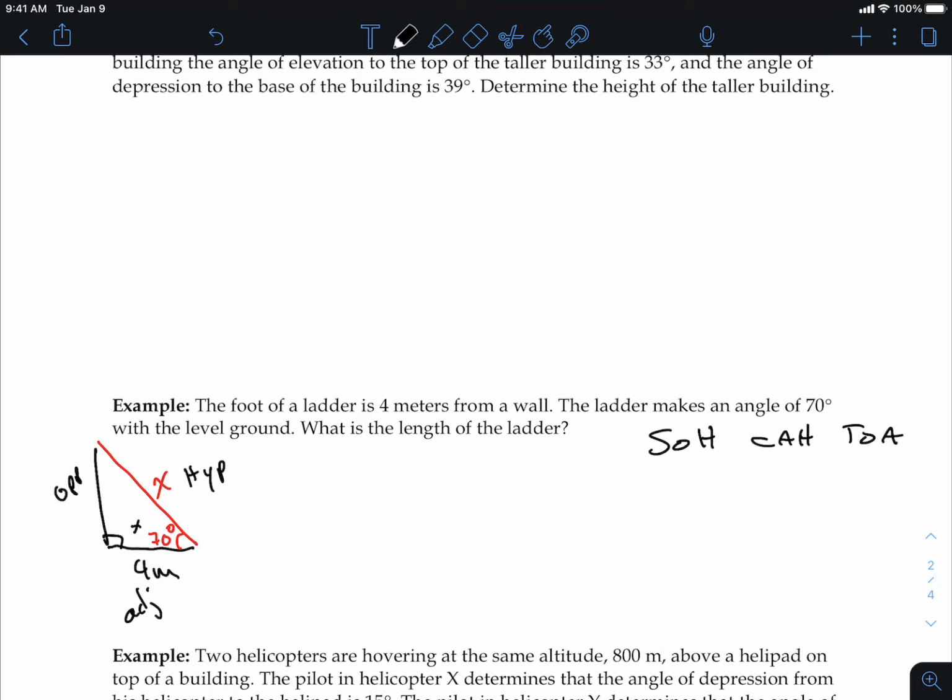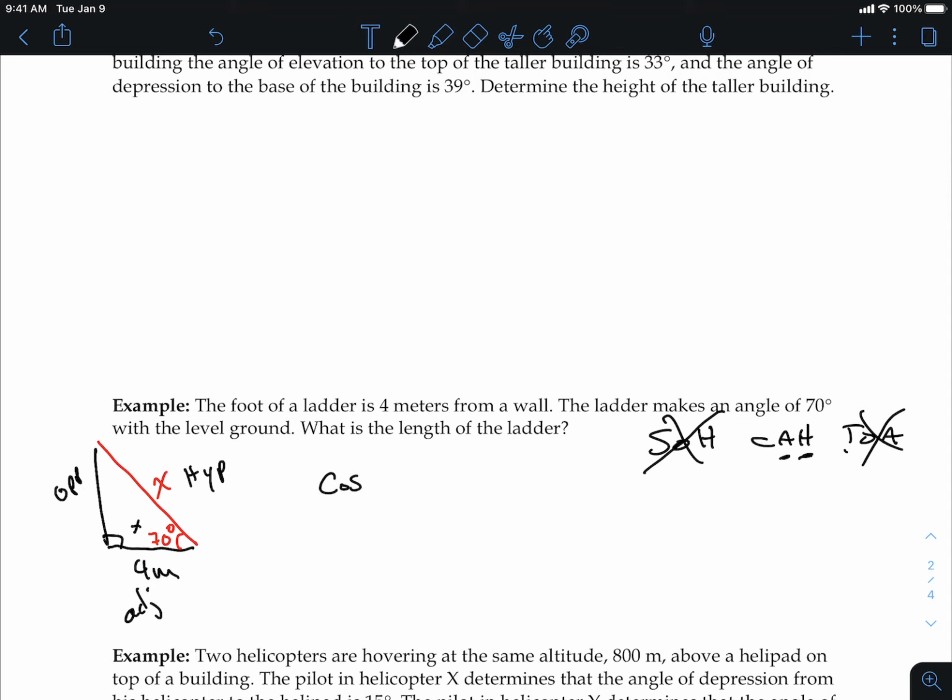I know the selection I make has to involve hypotenuse because that's the thing I'm looking for. Tangent does not involve hypotenuse, there's no H in there, so I'm not going to pick tangent. I know adjacent and I don't know opposite, so I'm not picking sine. I know adjacent and I know an angle, and I want hypotenuse. So I'm going to select cosine.